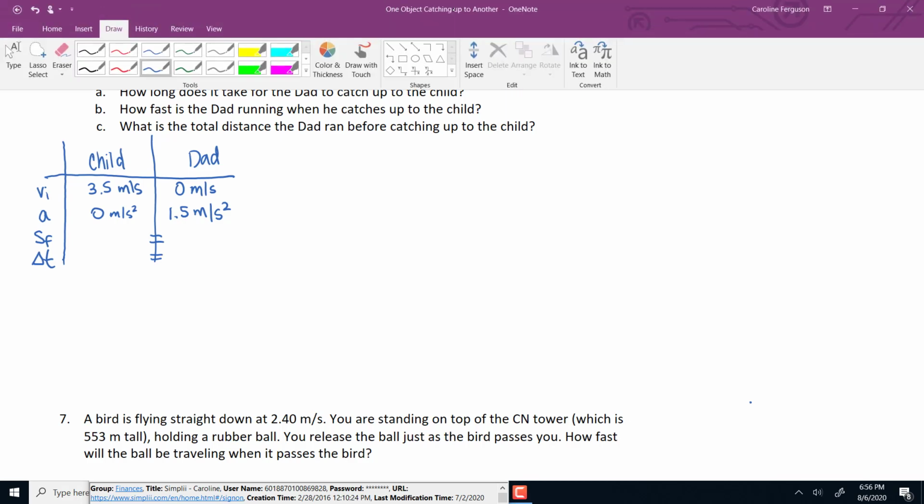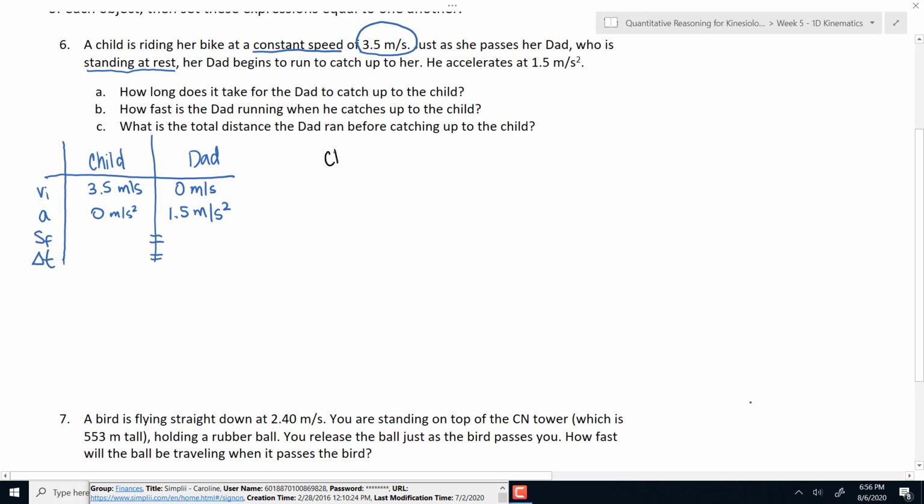So let's do that. So we'll start with the child. So the equation for SF, in this case, we don't know V initial, V final, we don't care to know it. We're going to choose the equation that doesn't have that variable in it, so it's going to be equation 1. S final equals S initial plus V initial delta t plus 1/2 A delta t squared. Okay, so if we take a look at everything, SF, that's what we're solving for.